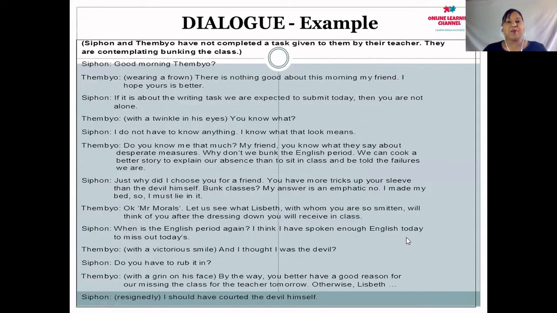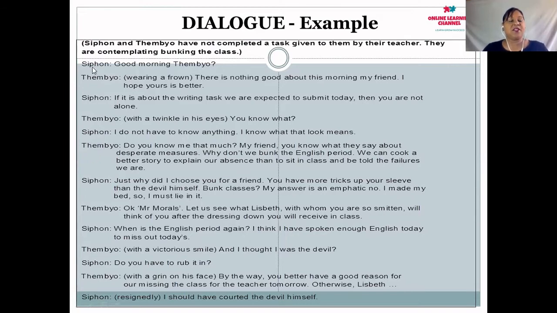An example of a dialogue. In brackets on top and in black writing is the scenario, and it will be, as I mentioned, in brackets, telling you where the action is taking place. Sifon and Timbio have not completed a task given to them by their teacher. They are contemplating bunking the class. This is all in brackets above. And then we move into the actual written dialogue, the spoken word.